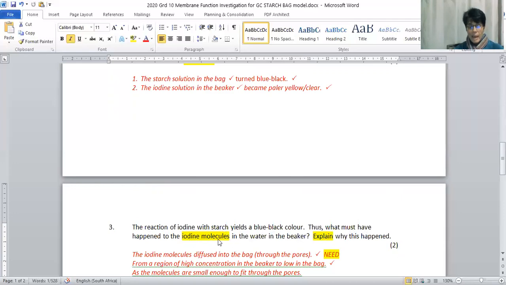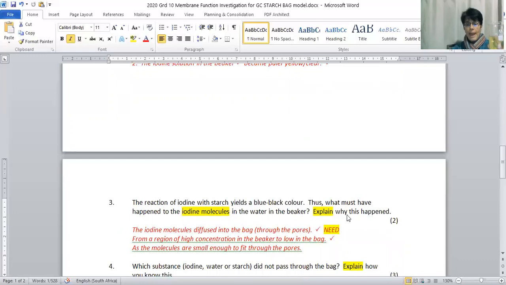Okay. So what must have happened to the iodine molecules in the water in the beaker? All right. Well, they must have diffused. Okay, the iodine molecules must have diffused into the starch solution inside the dialysis tubing bag. Why? Because there's a high concentration of iodine molecules in the iodine solution. And they diffuse into the starch solution in the bag where there's a low concentration of iodine, there wasn't any.